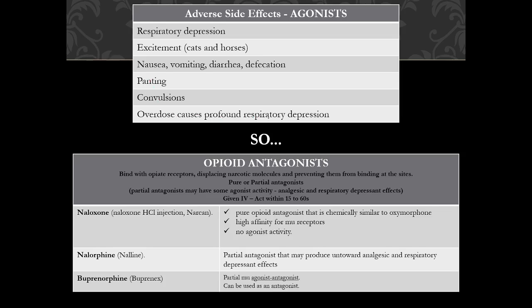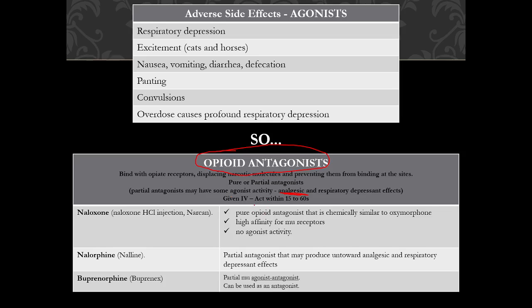Overdose causes profound respiratory depression. So we can use opioid antagonists. They bind with the opiate receptors, displacing narcotic molecules and preventing them from binding at the sites. There can be pure antagonists or partial antagonists. Partial antagonists have some activity, analgesic and respiratory depressant effects. So they're going to have some analgesic effects, but it's going to get rid of the more severe effects.